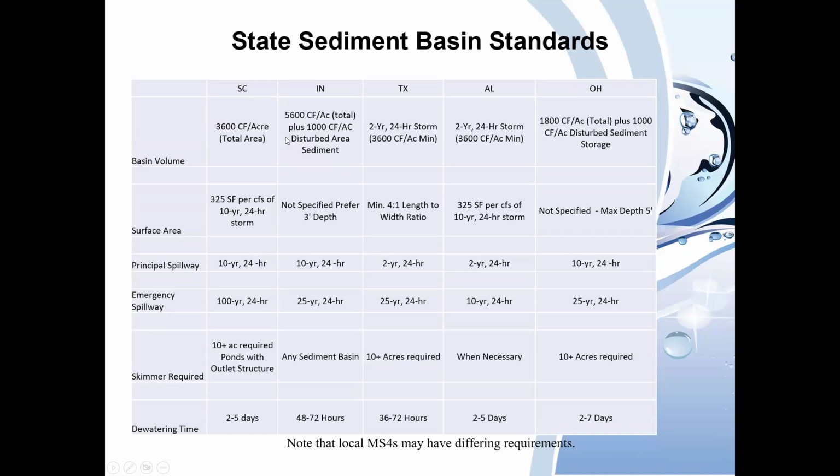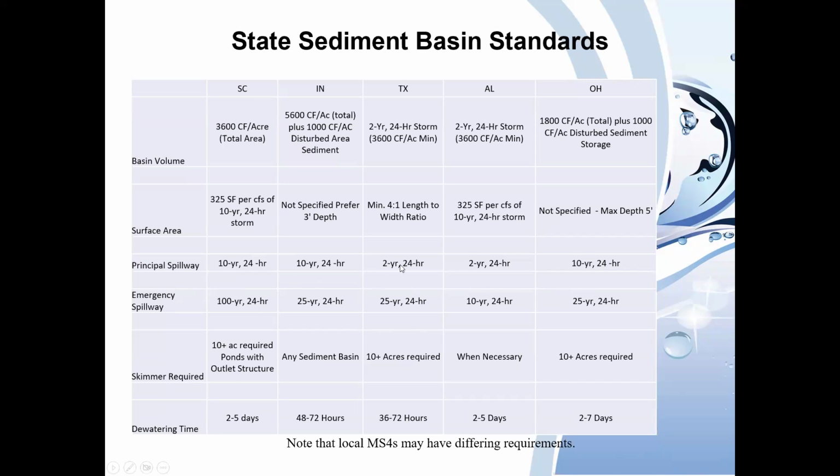So for those engineers on here today that work in multiple states, just be aware, you've got to check that state's regs on what they do. Surface area, some states have an equation. Others just say they have a preferred depth. Ohio has a maximum depth. And some of them have a minimum length to width ratio. So the idea there is you want to give enough surface area so the water spreads out and has time to settle. You don't want a really narrow, deep pond to get your volume versus a wider pond.